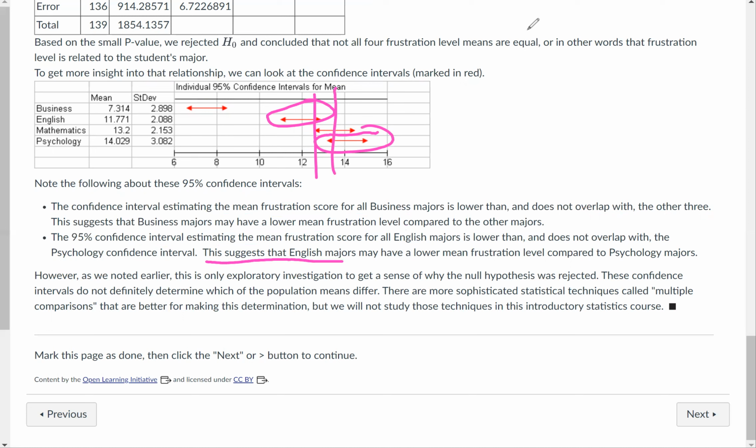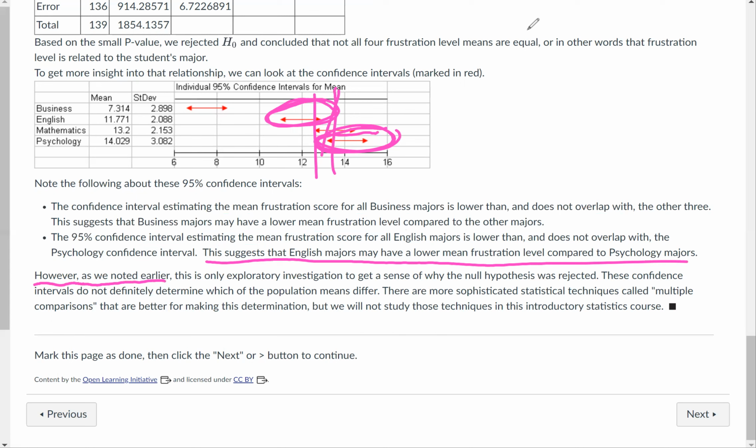So this suggests that English majors may have a lower mean frustration level compared to psychology majors, because we're pretty sure the mean frustration level for English majors is in that confidence interval somewhere. And the mean frustration level for psychology majors is in there somewhere, and because they don't overlap, their mu's can't be the same. It must be that the English is less than the psychology, as long as these intervals are pretty accurate.